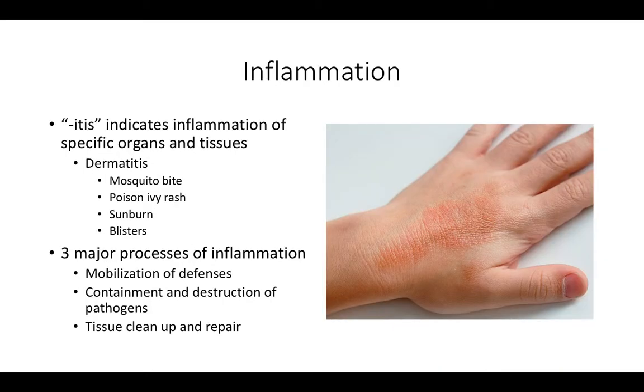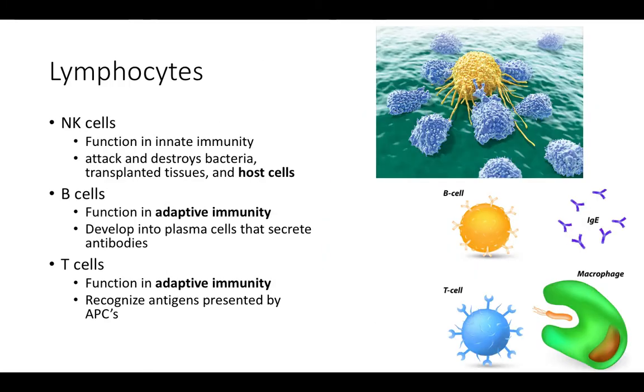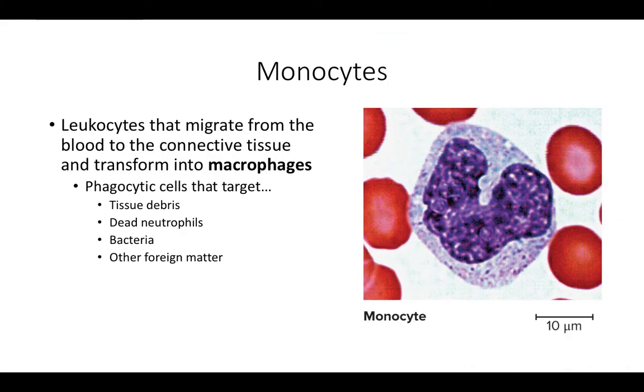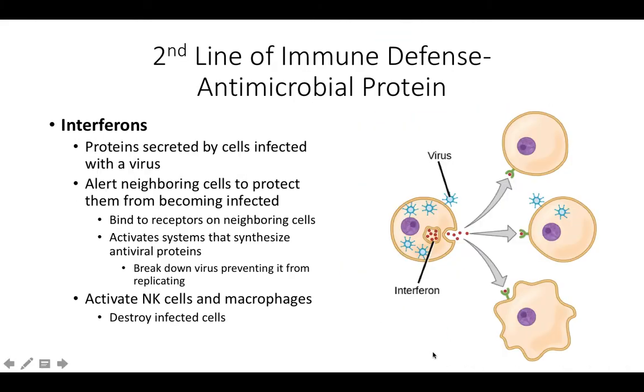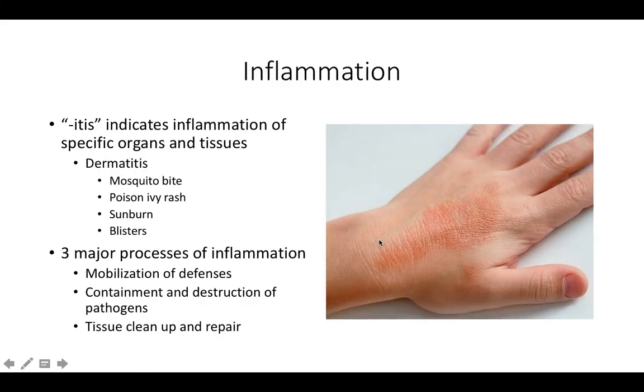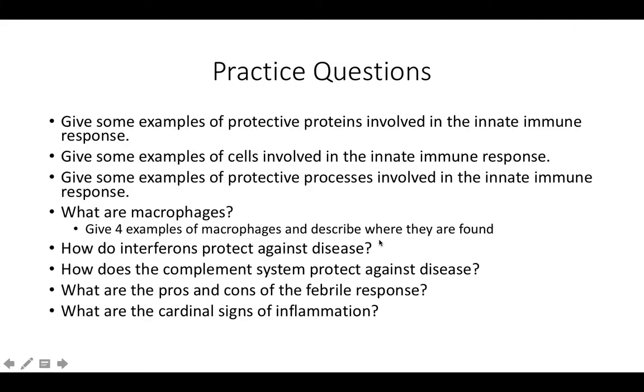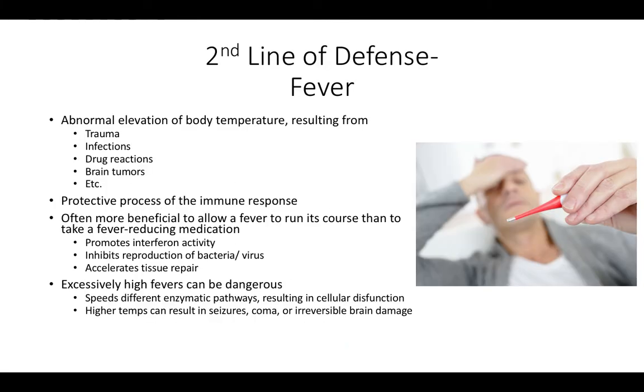So let's go back and take a look at interferons so we can remember what they do. It's right here. Interferons, if you remember, are the proteins that are secreted by cells that are under attack by viruses, and they alert their neighbors. The other benefit, they also activate natural killer cells to come target them. Oopsie, I went a little too far there.